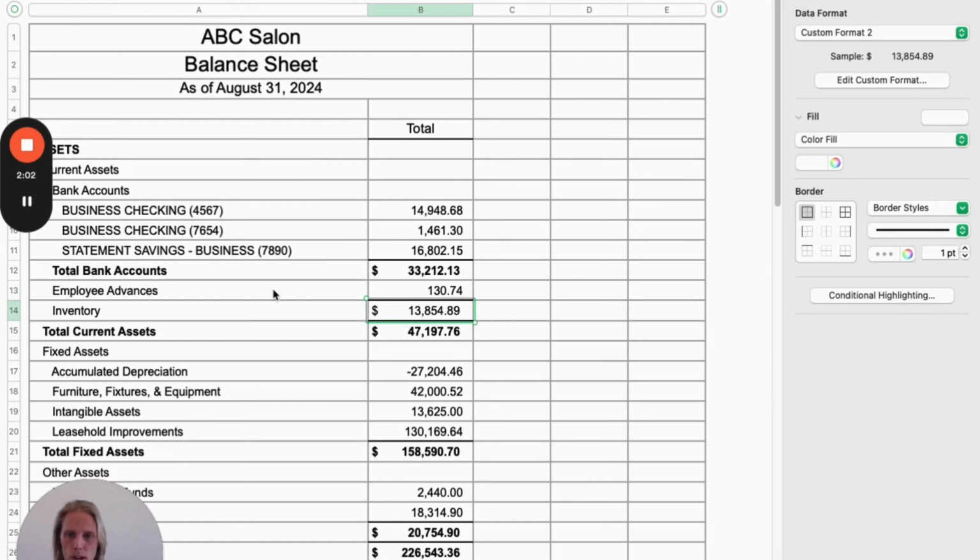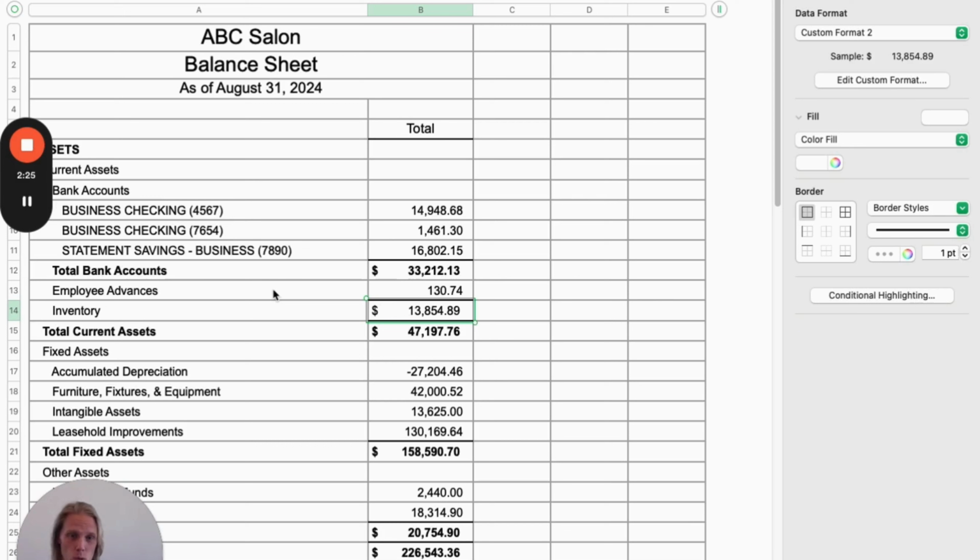In this case, we have one, it's employee advances. So ABC Salon gave an advance to one of their team members. And so it's an asset because they've prepaid something. It means that later when payroll is run, we will pay $130 less than we would normally have to. So it's an asset.